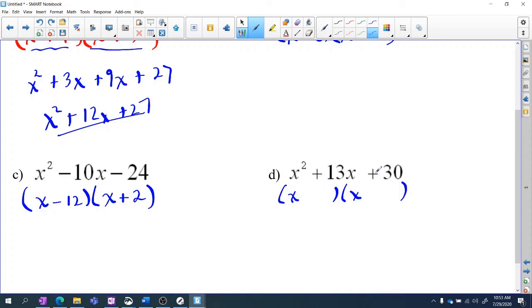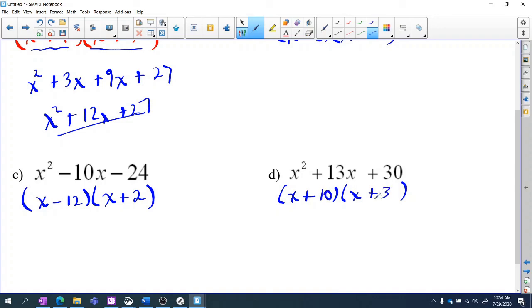Now because this one's positive, I know that these both have to be either positive or negative. Well, because they're going to add and give a positive, I know they have to be plus signs in this case. Now, if that was a minus, I'd know they both have to be negatives. That's the only way to multiply and get a positive and add to give a negative sum here in the middle. Okay, so to get a positive 30 when I multiply and add to be a positive 13, we're going to have to use 10 and 3.